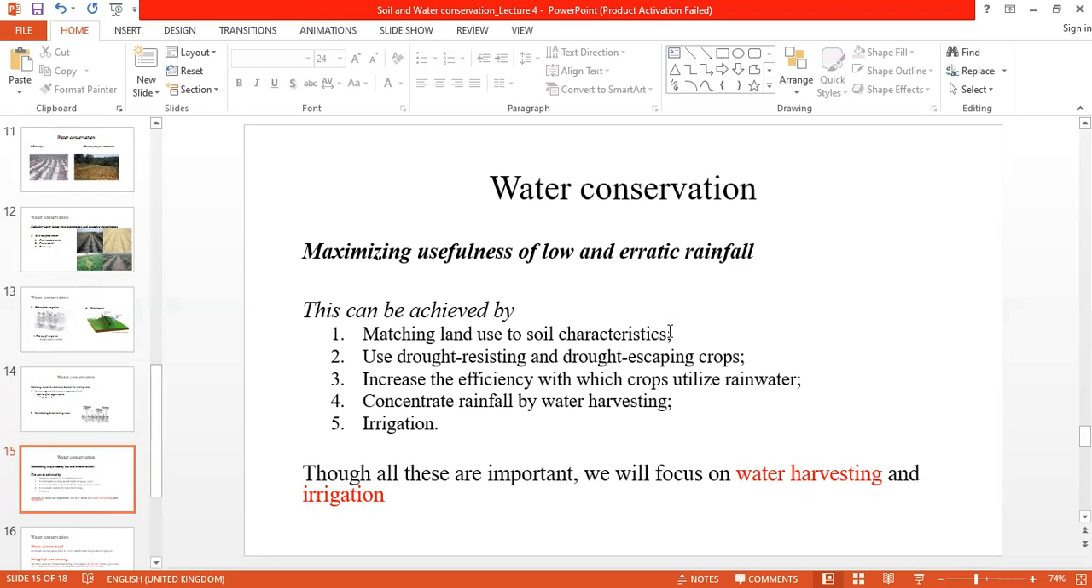So what you're doing is that you've matched your land use of growing crops to the soil characteristics, because you know that in that area water does not dry fast. So that's where we're going to plant our crops.